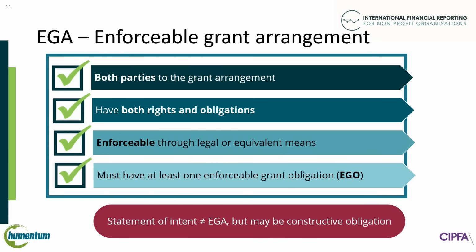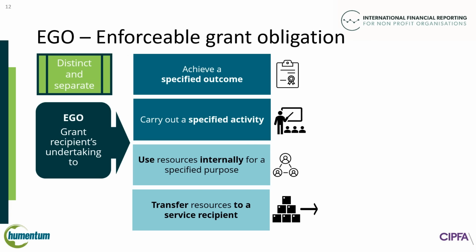A general statement of intent by a grant provider, that it may transfer cash or provide goods, services, or other assets, is not usually an enforceable grant arrangement. It may, however, give rise to a constructive obligation. In order for a grant to be an EGA, it must include at least one enforceable grant obligation, or EGO. An EGO describes the activity or action that the NPO must carry out to be entitled to the grant.